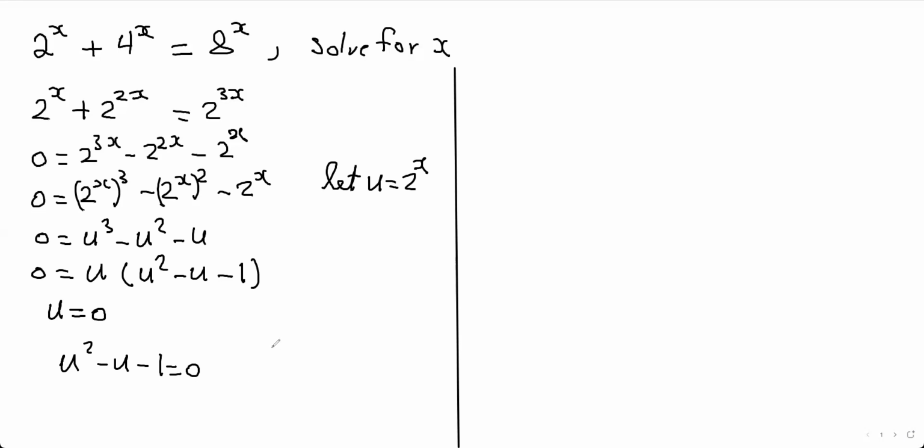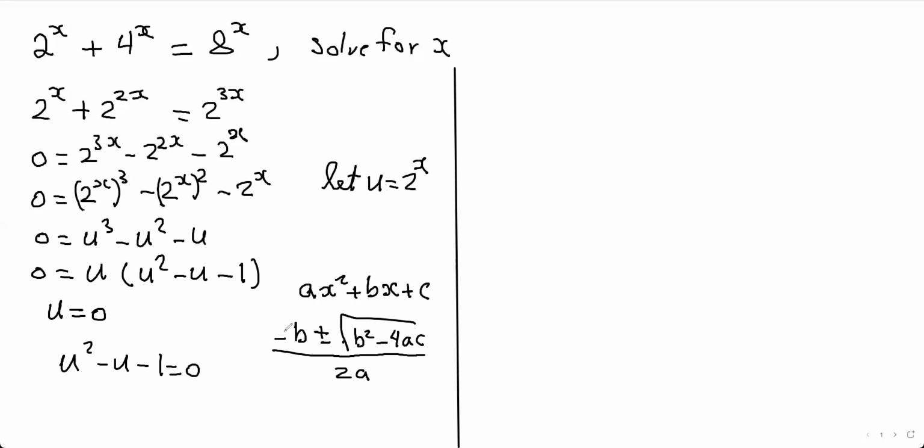So the quadratic formula, I'm just going to write that for you here. It's negative b plus or minus square root of b squared minus 4ac all over 2a. And you know this comes from the equation ax squared plus bx plus c equals 0. Now, if you compare this to this, we could tell the a here is going to be 1. The b is going to be negative 1. And the c is also negative 1.